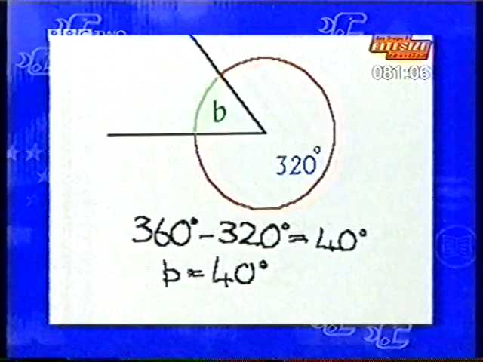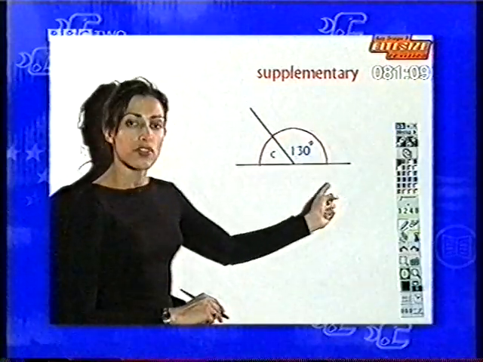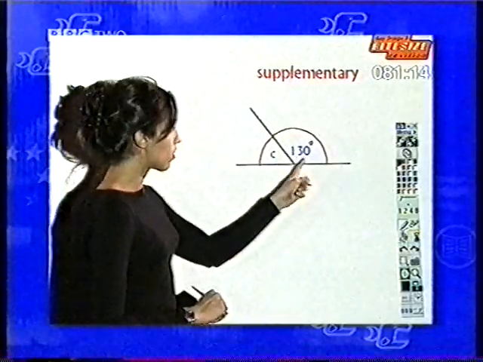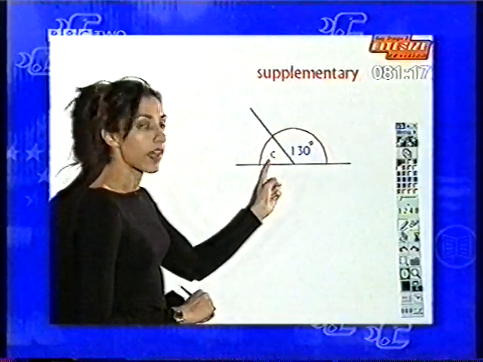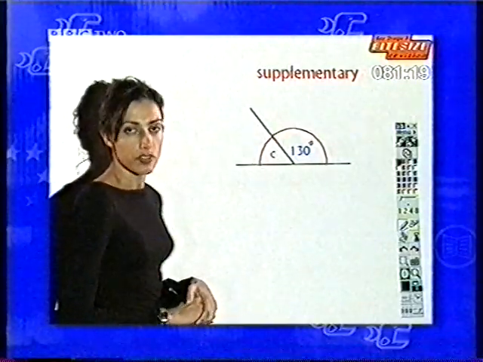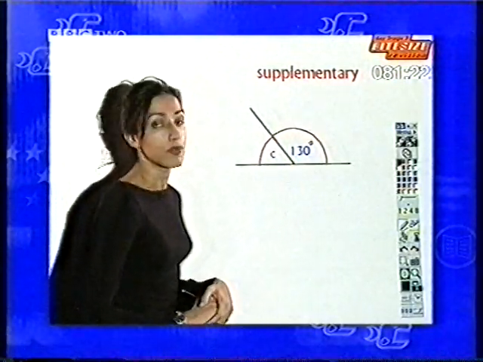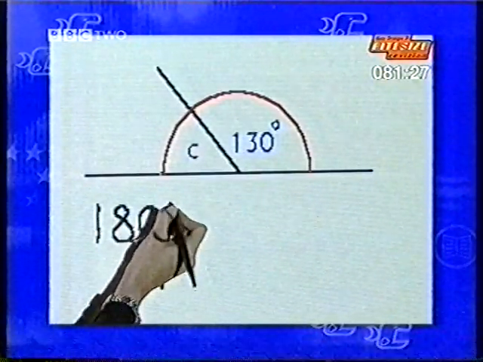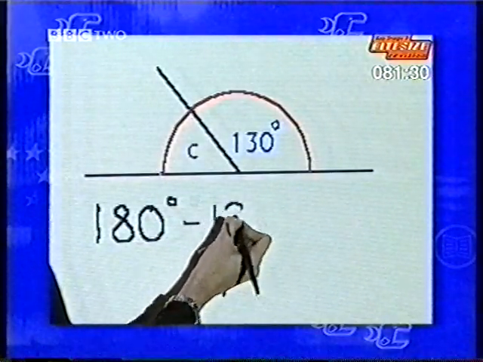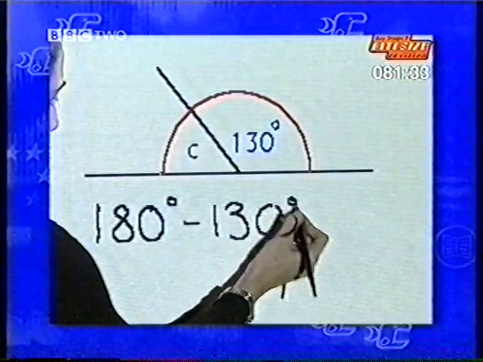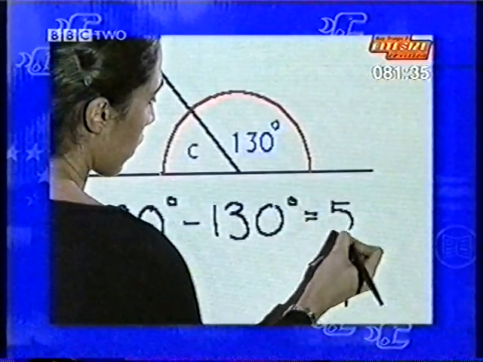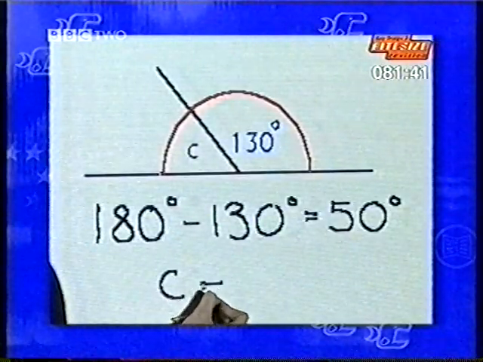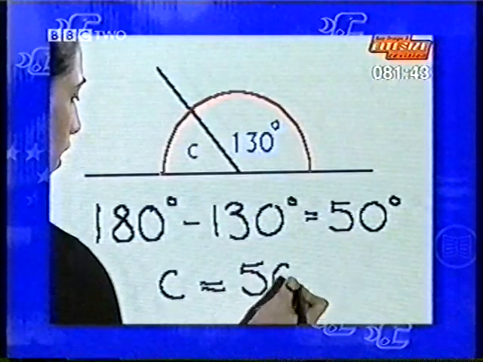Okay, now let's move on to the next one. This time we've got a straight line. A straight line always adds up to 180 degrees. We've already got 130 degrees. We need to find angle C. Now this is a supplementary angle, which means both figures must add up to 180. So we have 180 degrees minus 130 degrees. That equals 50 degrees. Therefore, angle C equals 50 degrees.